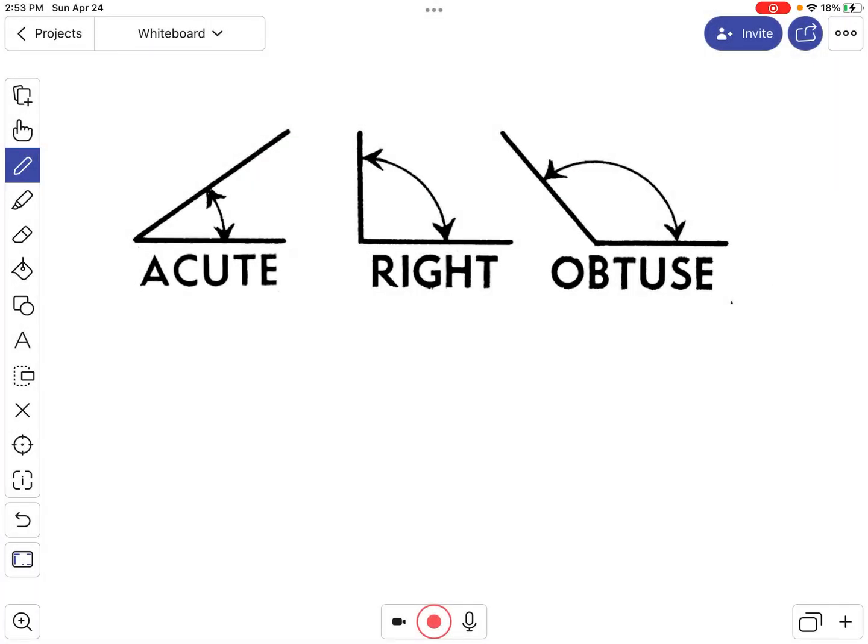There are three kinds of angles that you need to know here in elementary school, boys and girls. We have an acute angle, a right angle, and an obtuse angle. How can you recognize these?